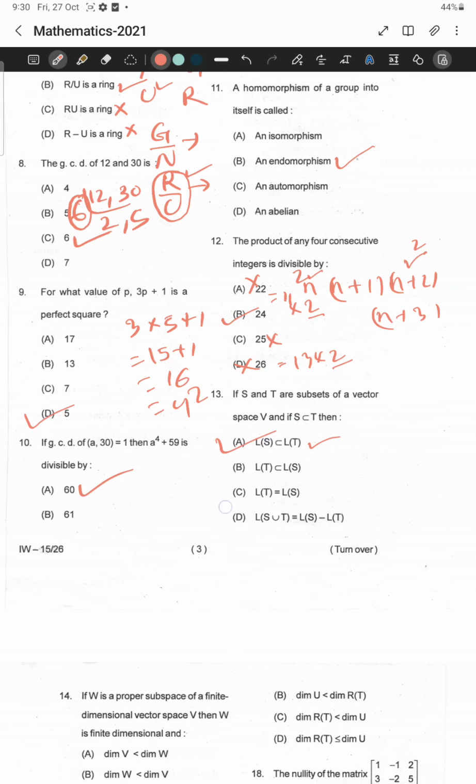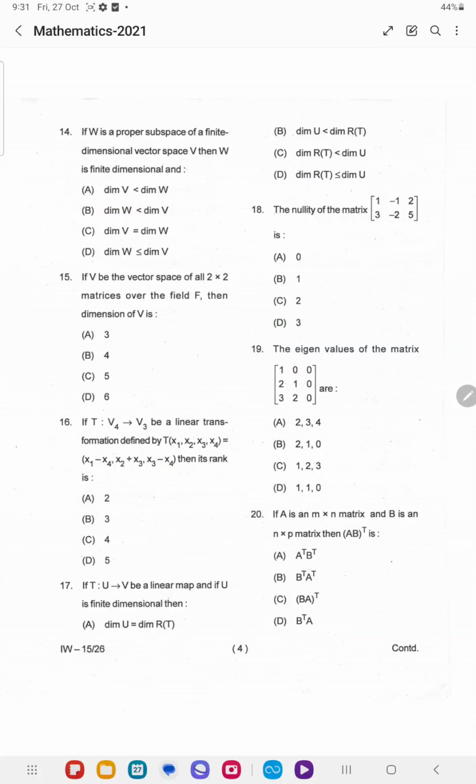Let us move to question number 14. In question number 14, it is given that W is a proper subset of a finite dimensional vector space V.